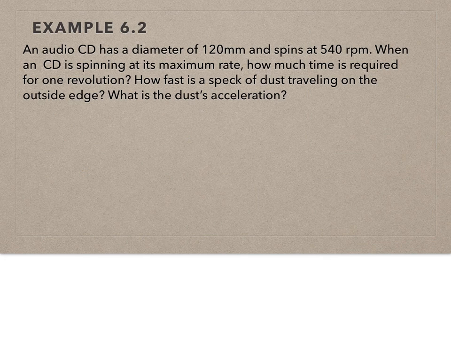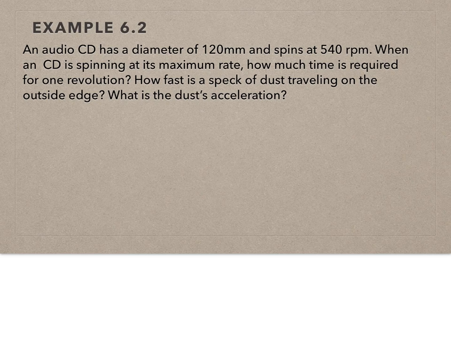So here's an example. An audio CD has a diameter of 120 millimeters and spins at 540 RPM. Remember, RPM is revolutions per minute. When a CD is spinning at its maximum rate, how much time is required for one revolution? How fast is a speck of dust traveling on the outside edge? And what is the dust's acceleration? So three parts to this. Let's go ahead and get onto it, okay?